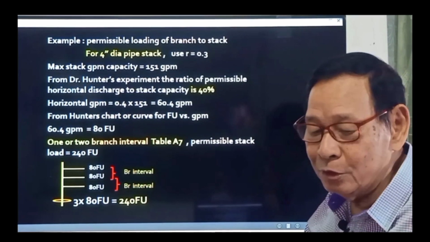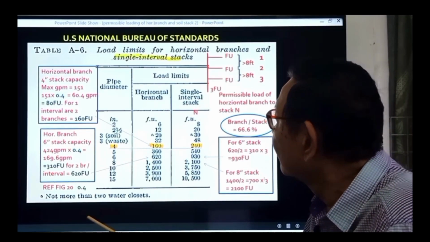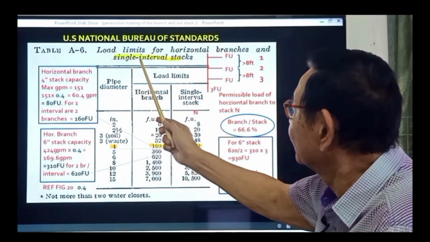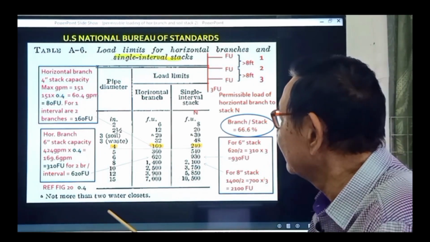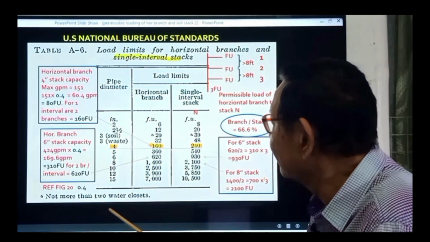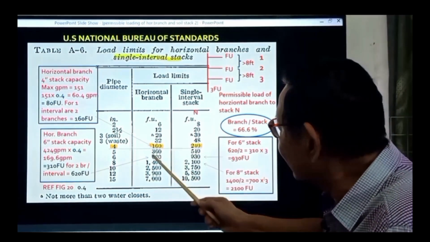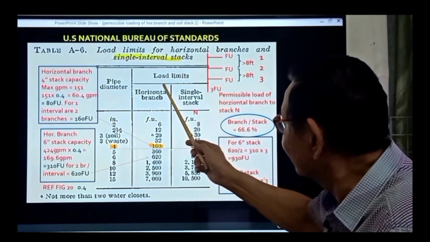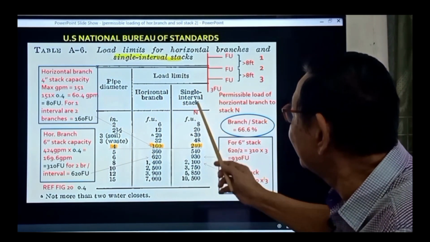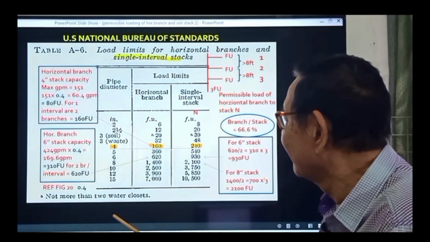I will show you the table. Load limits for horizontal branches, single interval stack. The pipe diameter is here. The horizontal branch capacity is here. Load limits of the horizontal branch and single interval stack. Load limits of the stack. Okay.